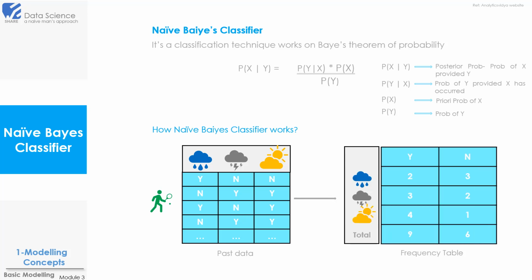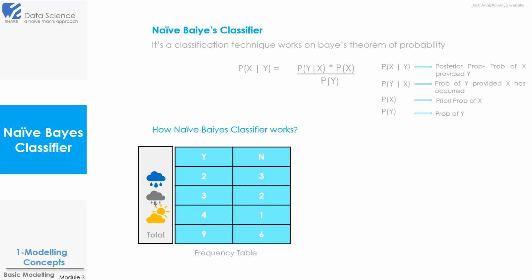Here we will first create a frequency table like so. This table tells us the total frequency of play in a given weather condition. For instance, in rainy condition, we have 2 yeses and 3 nos. In cloudy condition, we have 3 yeses and 2 nos, and so on. And at the bottom you can see in total we have 9 yeses and 6 nos. So that is how we create the frequency table.